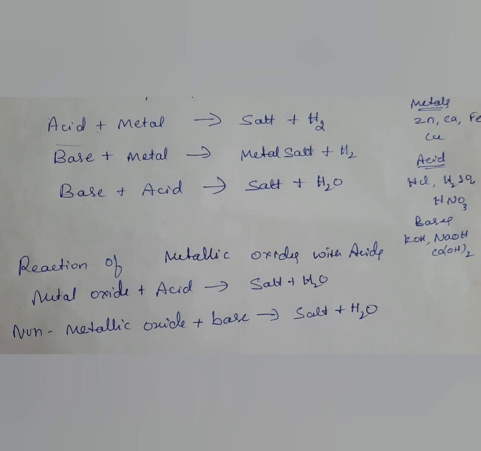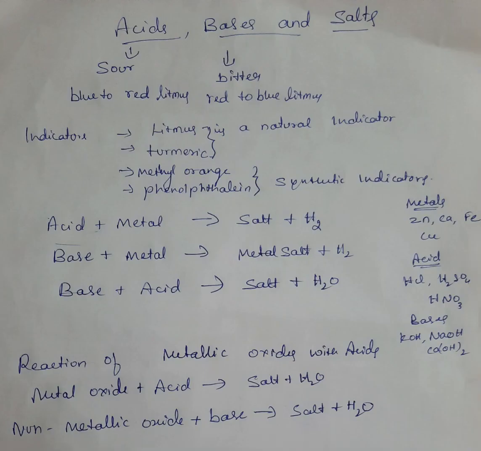In the same way, metallic oxide reacts with acid to form salt and water. That is also neutralization. Non-metallic oxide reacts with base. Even that forms salt and water. This is also a neutralization reaction. That is, when acid reacts with base, and when metallic oxide reacts with acid, it forms salt and water. Non-metallic oxide reacts with base to form salt and water. This is how neutralization takes place.